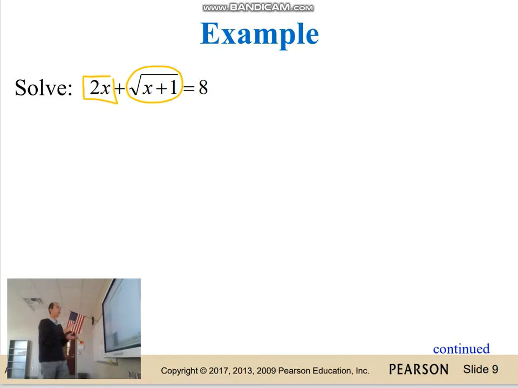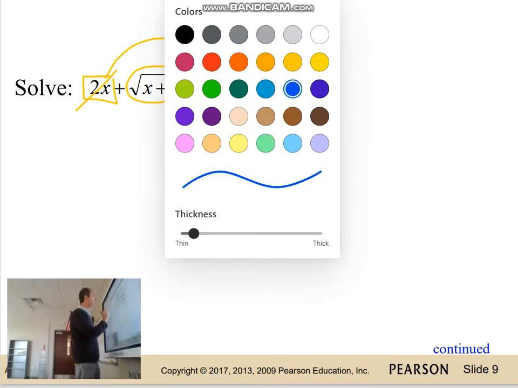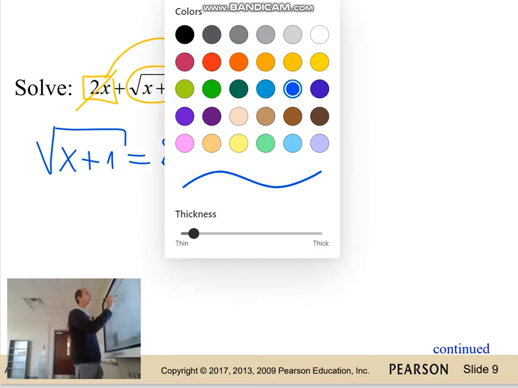You're going to do this by applying the addition property of equality. Subtract 2x from both sides of the equation, and this is the effect. Now we have only the radical on the left-hand side: square root of x plus 1 equals 8 minus 2x, right? Great. Apply the square on both sides.